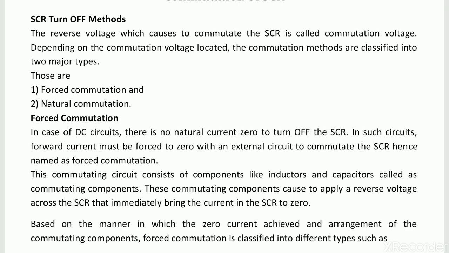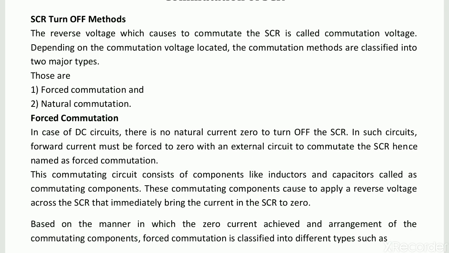One can see the description of this force commutation. It takes place in a DC circuit, that means the input is a direct current supply. In a DC circuit, there is no natural current zero to turn off the SCR. In such circuits, forward current must be forced to zero with an external circuit to commutate the SCR, hence the name force commutation. That means we provide some external power circuit which provides the reverse voltage to the SCR so that the SCR will ultimately turn off.